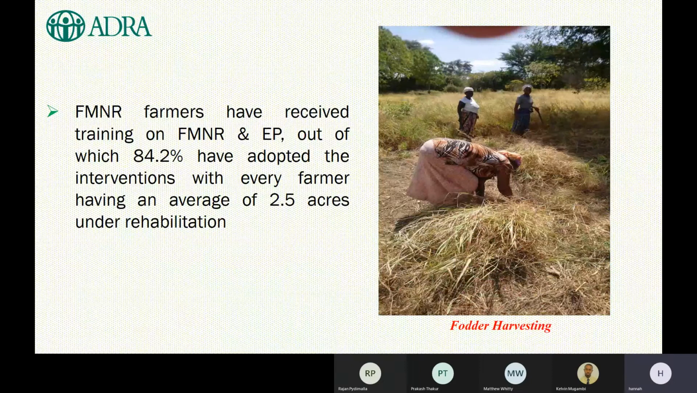Then there is also fodder harvesting. Some of the beneficiaries were able to have grass, which they harvest to feed their cattle, and also some of it to sell. So about 84.2% have adapted the intervention.